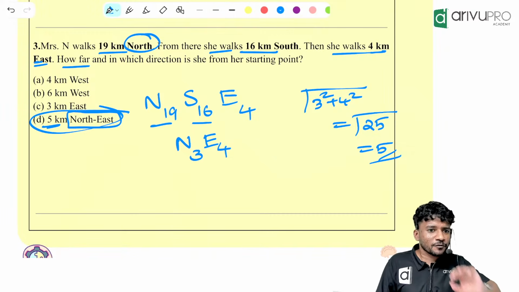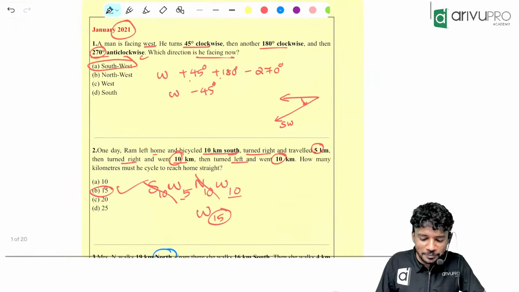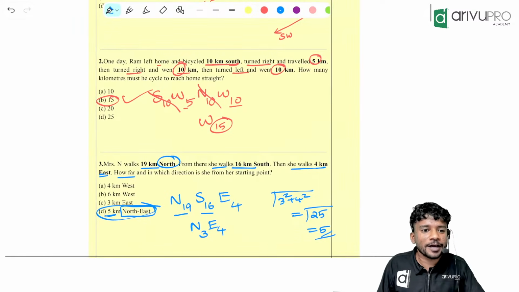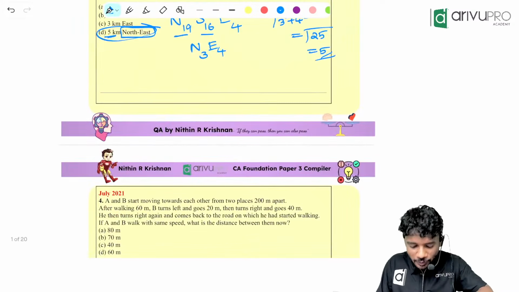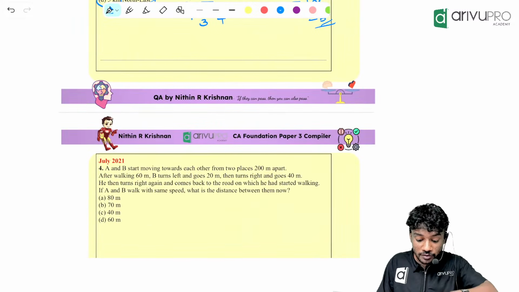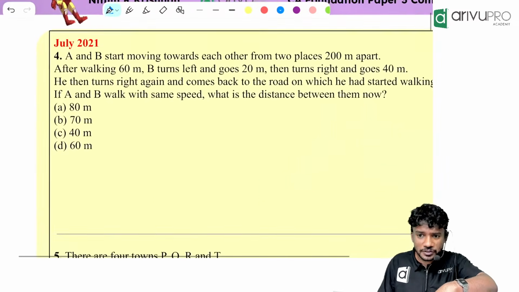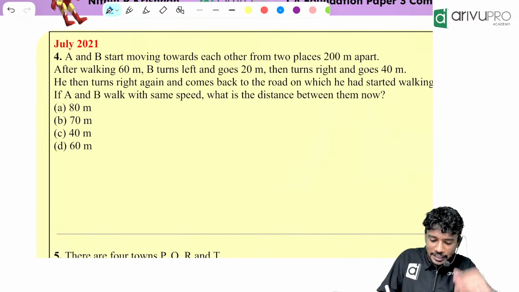Now tell me, if you were writing this attempt, would you be able to solve this? Yes, you would have. Easy 3 marks. Next one. That time only 3 marks questions were there because it was before the syllabus change. There was some other topic that time.